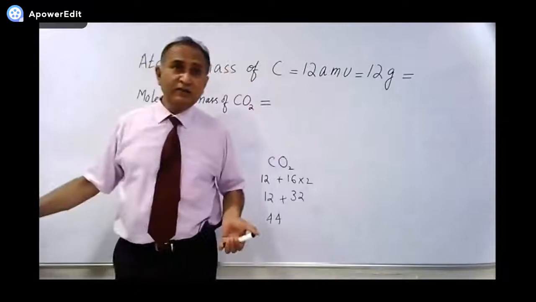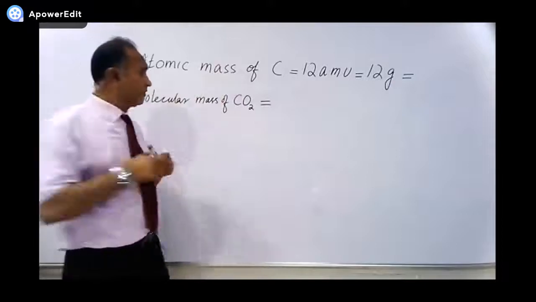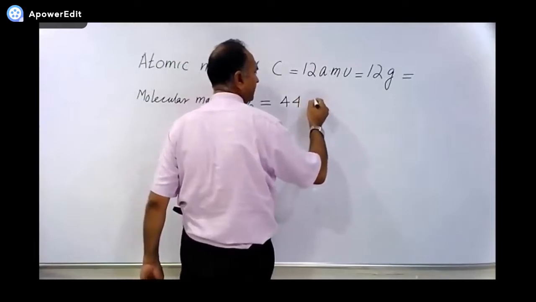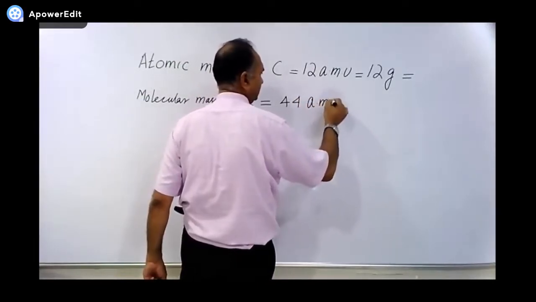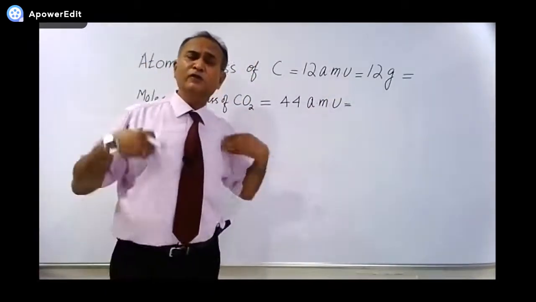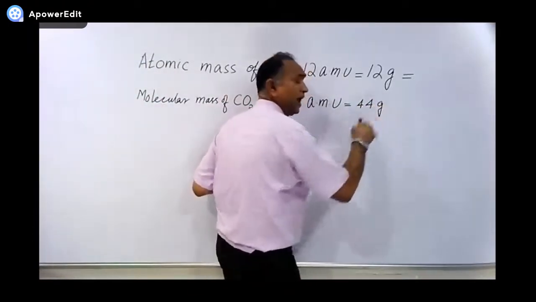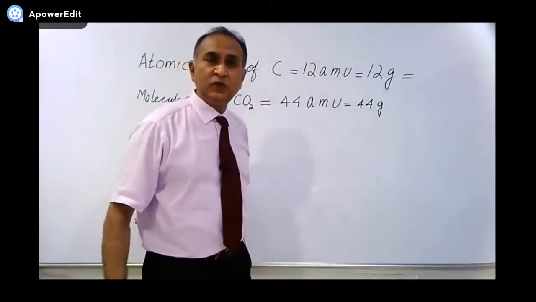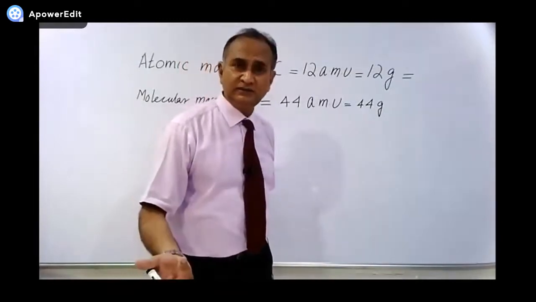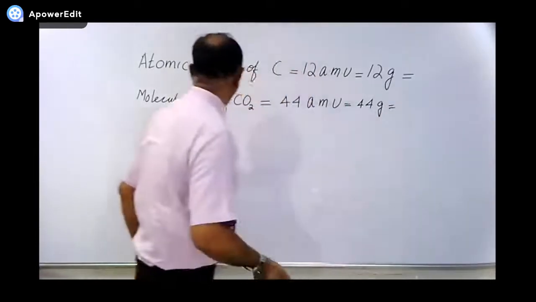So what is the molecular mass of carbon dioxide? 44. So I'll write here, its molecular mass is 44 AMU. Instead of writing AMU, if I want to write G, then what should I call it? Gram molecular mass, or simply the molar mass. Right? See another example.